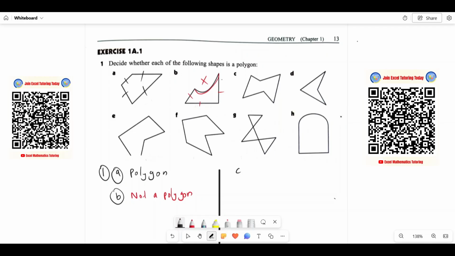And the next one. Is this a polygon? Every side is a straight line and the sides are not crossing each other, so this one is a polygon. And the next one, D. Is this one a polygon? Of course, because every side is a straight line and the sides are not crossing itself. So this one is a polygon.